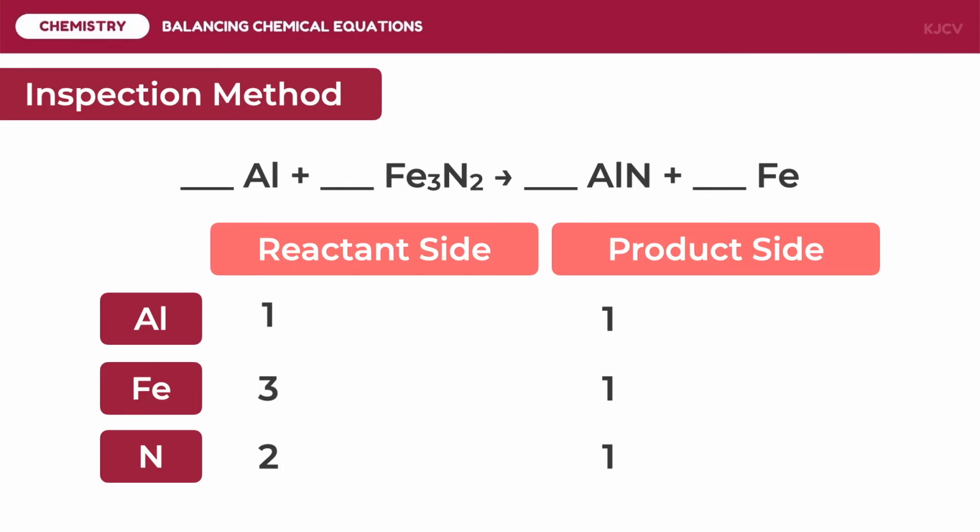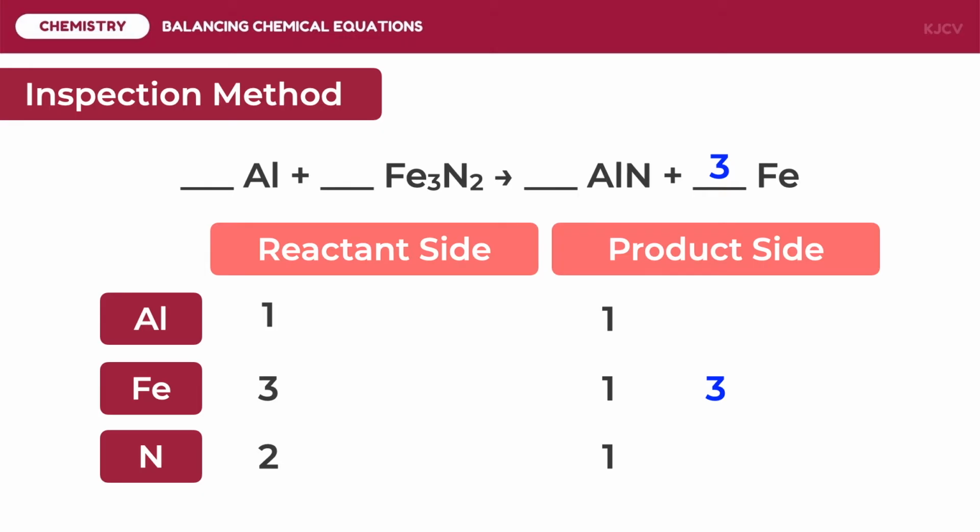For this reaction, we may adjust iron first because it stands alone. Since we have 3 from the reactant side and 1 from the product side, we need to adjust the lower number, which is 1 from the product side. Thus, we put 3 because 1 multiplied by 3 is 3. Thus, we have 3 atoms of iron in the product side.